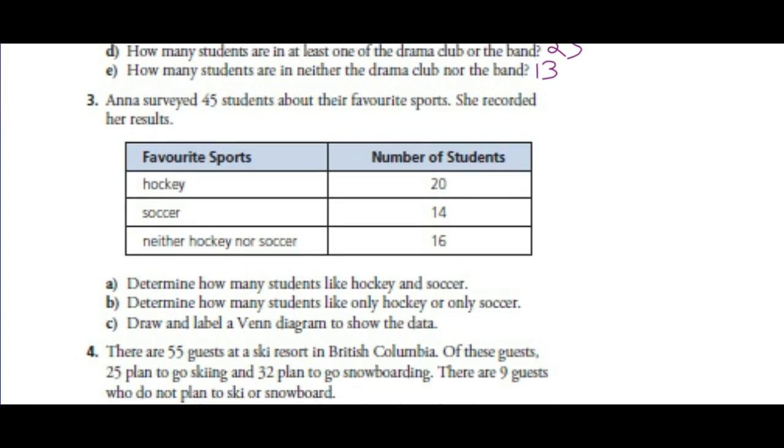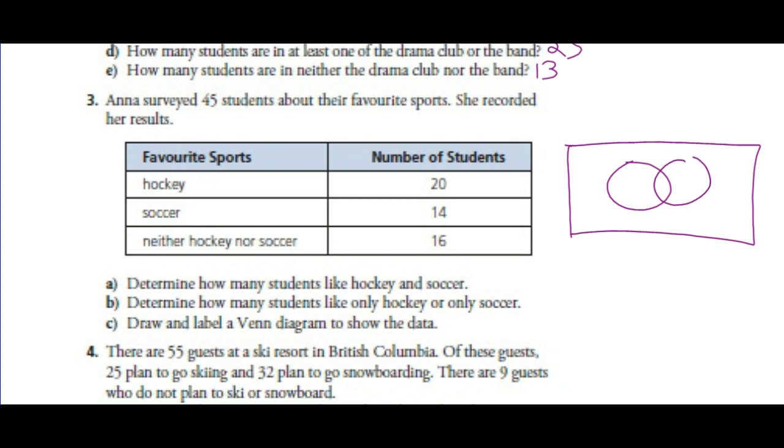Anna surveyed 45 students about their favorite sports. She recorded her results. We got hockey, we got soccer, and neither hockey nor soccer. Here's what you do. You get a problem like this, you draw a Venn diagram. You draw 2 overlapping circles, and if it turns out that there's nobody in the overlap, you can just put a 0 in there, or just not write anything in this little overlap space. Okay.